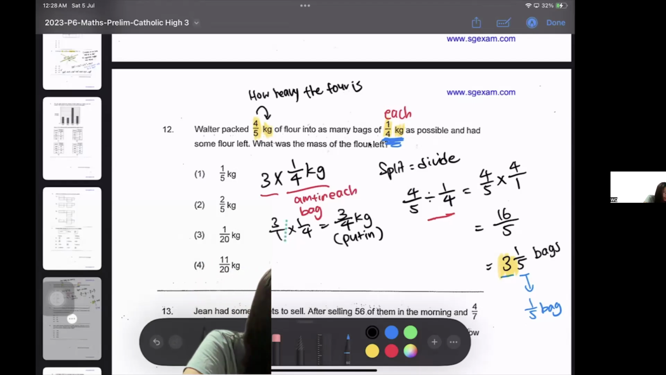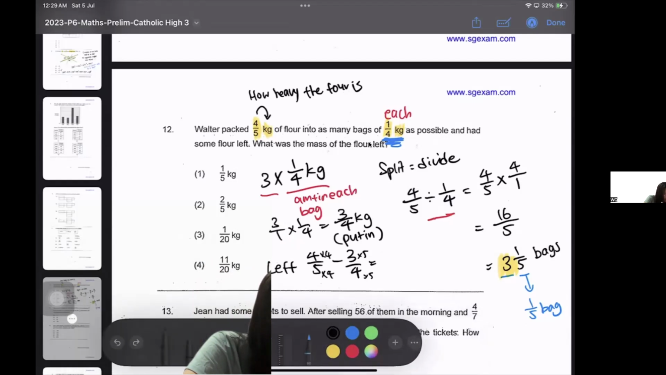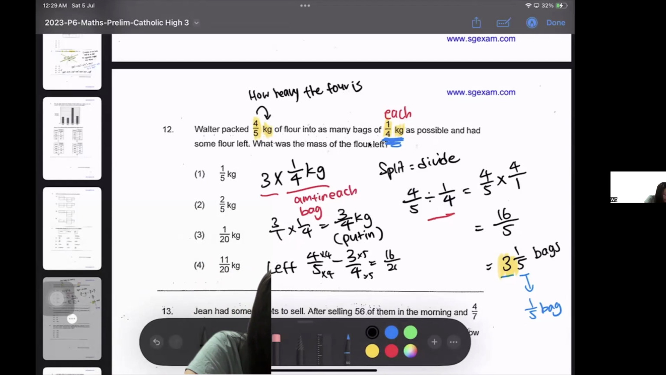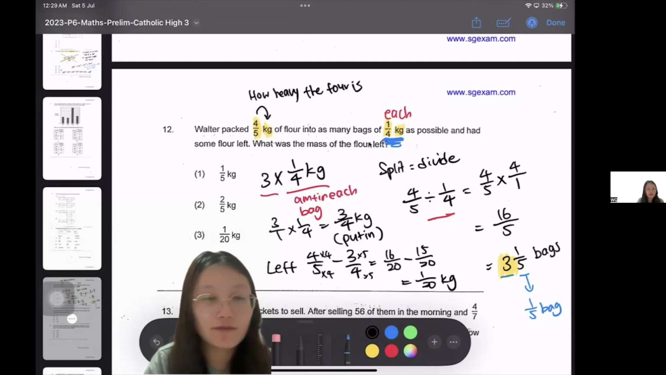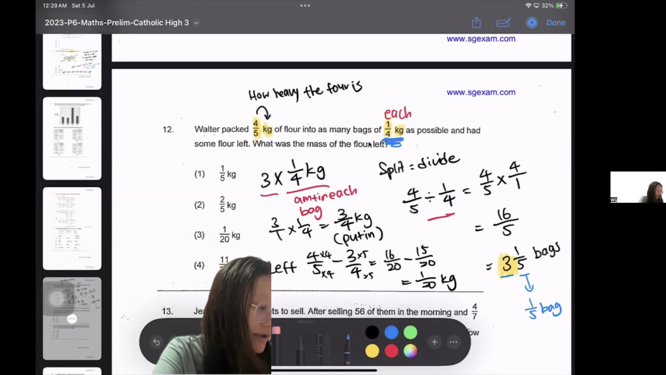So what is left will be the total, 4/5 minus 3/4, which equals, multiplying by 4 and by 5, 16 over 20 minus 15 over 20, which gives you 1 over 20. Do you see that we get the same answer? It is 1 over 20 that is left. So 1 over 20 is your answer.